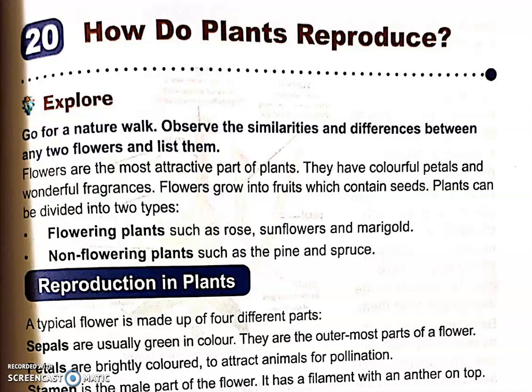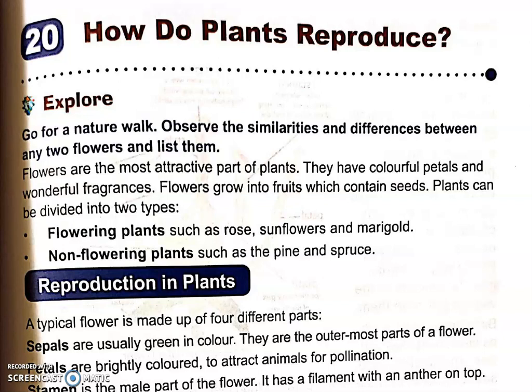Hello, my little explorers. Today we are going to learn about a very exciting thing. We will learn about how plants reproduce. Now, you must be wondering, we have so many plants, so many trees, so many flowers, so much greenery around us. How does this come?